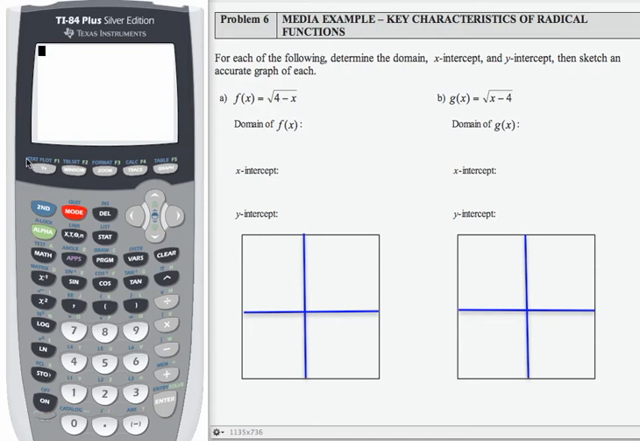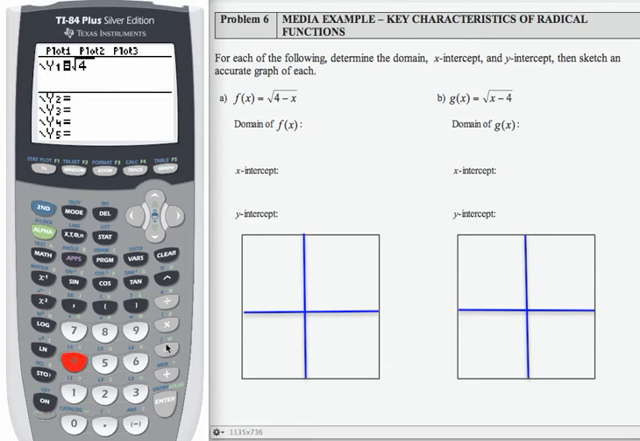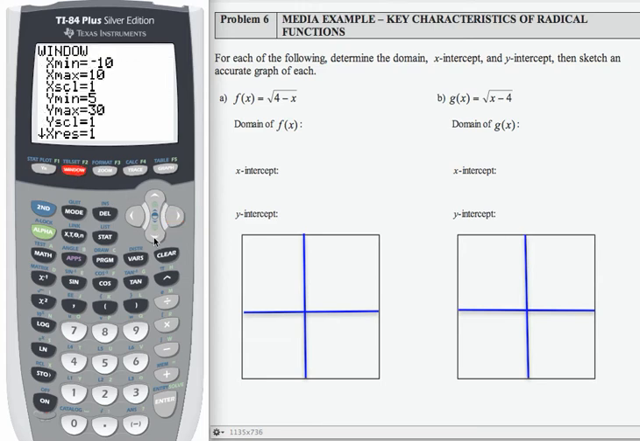So I'm going to start actually by graphing that on my calculator. I'm going to go to my y equals, and then I'm going to use my second function to get to the square root, and then 4 minus x. I'm going to move my arrow out so I get away from the radical. I'm going to check my window, and I'd like to start on a negative 10 to 10 window for both x and y. So let me change that here.